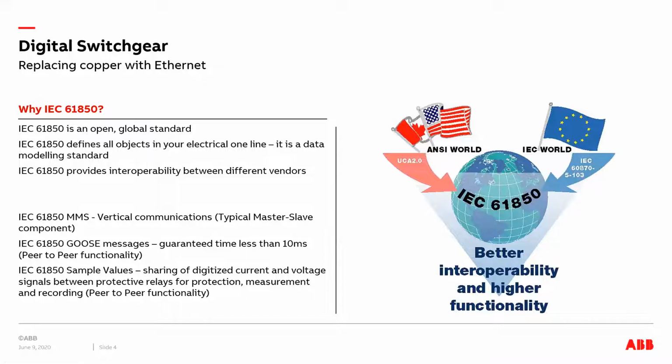IEC 61850 defines all objects in your electrical one line. So it's a data modeling standard for power system application, and it also provides interoperability between different vendors. What that means is if you have multiple vendors' devices, protection and control IEDs, in your system, they will be able to talk to each other. You can make protection, control, and communication schemes between them if everything complies with the IEC 61850 standard. That is one of the main drivers for this standard.